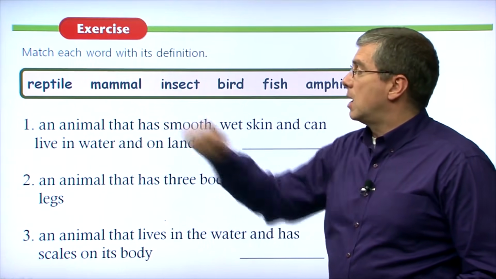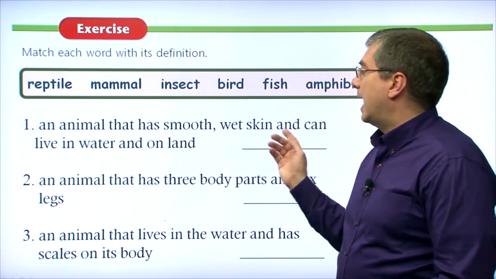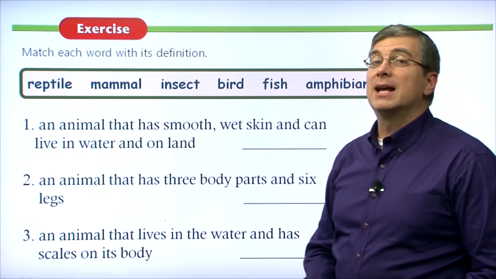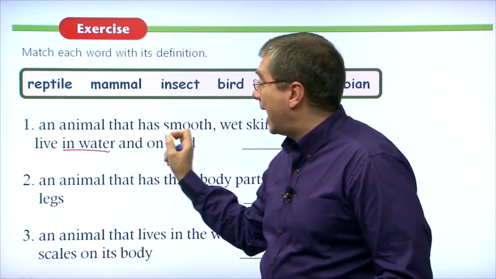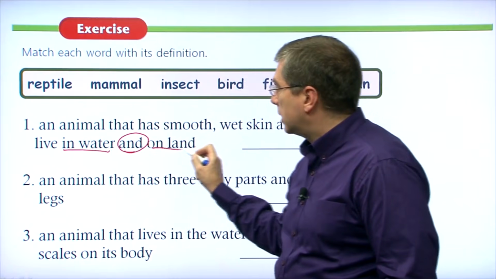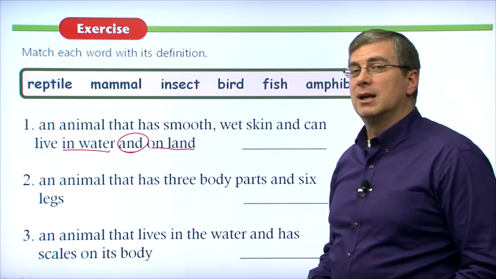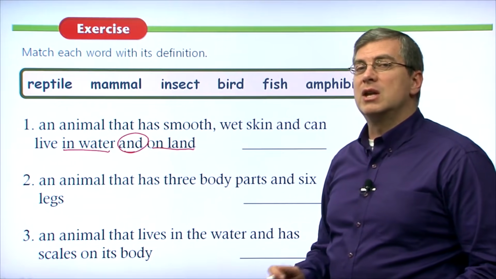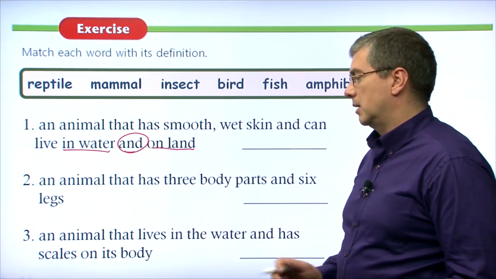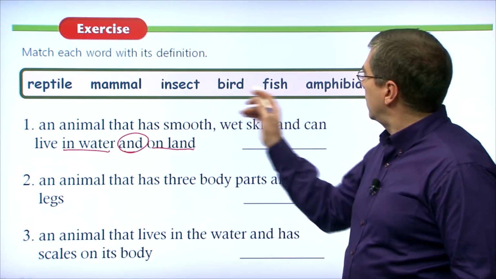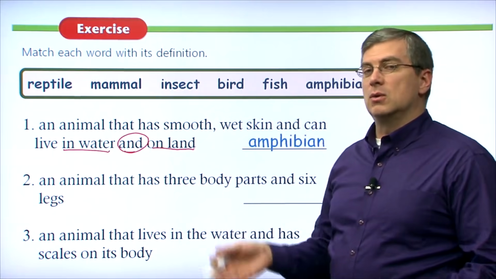Okay? Number 1, an animal that has smooth, wet skin and can live in water and on land. So remember, it can live both in water and on land. It can live in both environments. That's a very useful trait or characteristic to have, to live both on land and in water. Do you remember what it is? If you chose amphibian, then you would be correct.